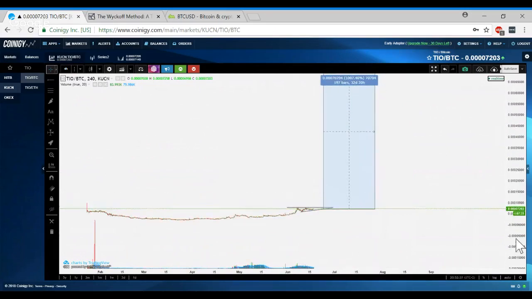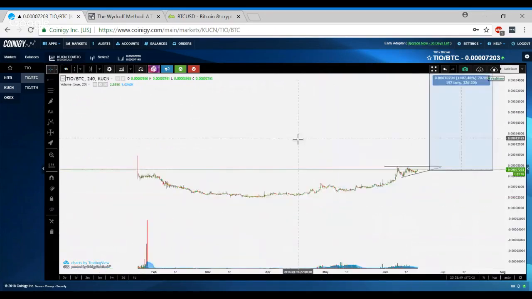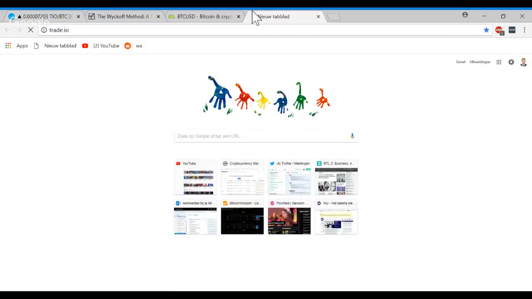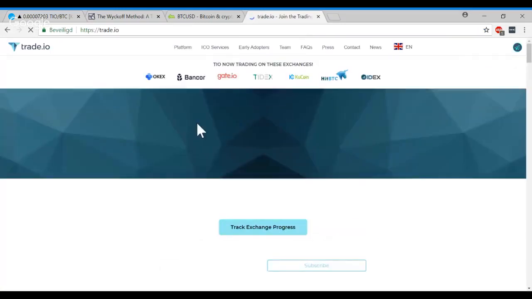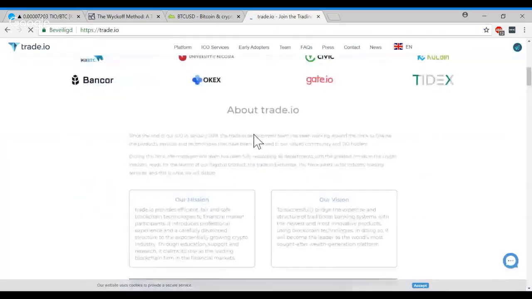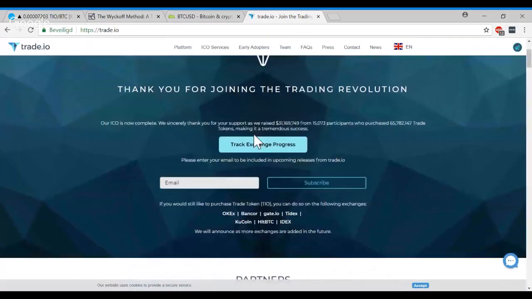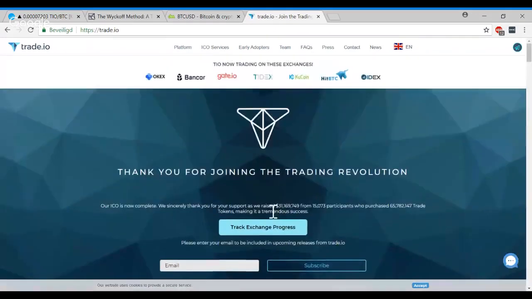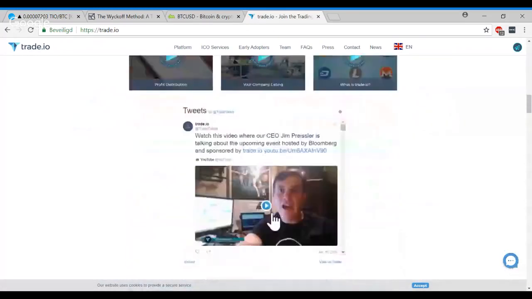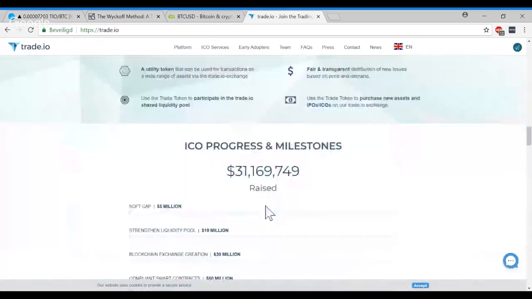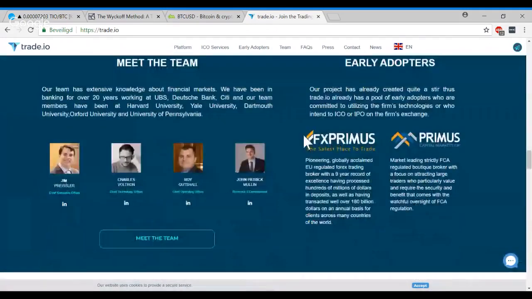This is more a fundamental call than it is a TA call. Trade.io is going to be a new exchange, as well as a liquidity pool. They are currently working on getting a Swiss banking license. They are a Swiss exchange, and obviously this will give them a mass of opportunities. Furthermore, they have partnered with FX Primus, which will give us the ability to trade stocks and bonds, futures with crypto in the end.